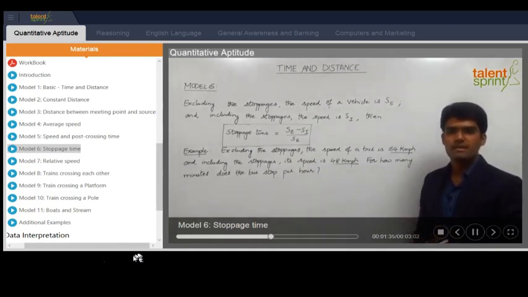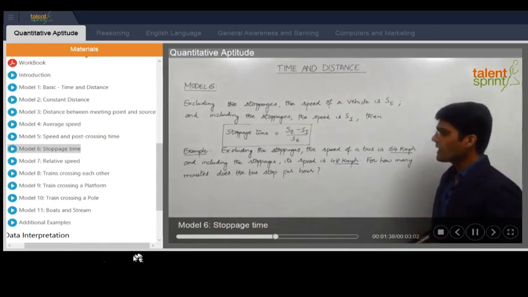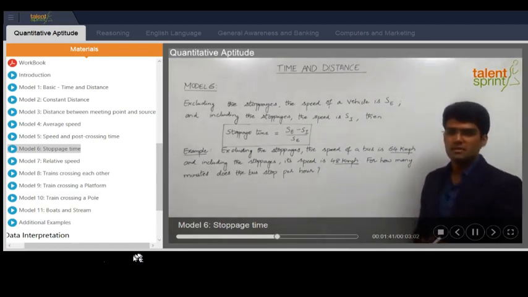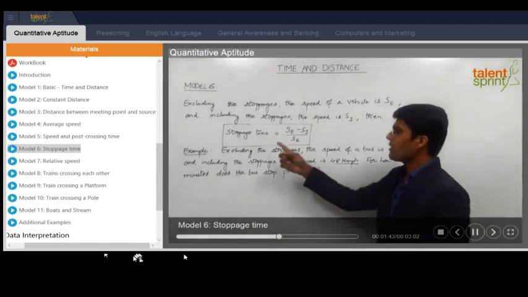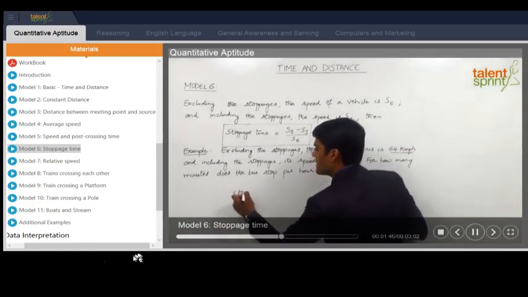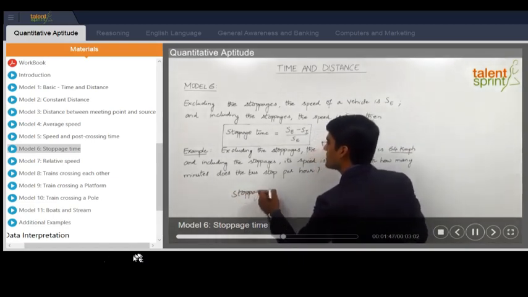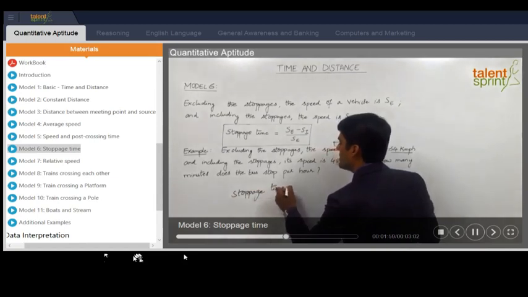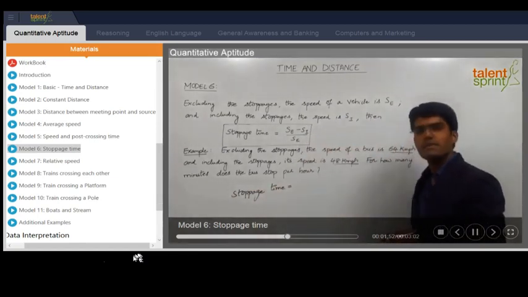So we can say that its speed is 48 kilometers per hour on an average. So we need to now find out for how many minutes does the bus stop per hour. Now, as given in the formula here, stoppage time can be taken as the speed excluding stoppages minus speed including stoppages divided by speed excluding stoppages.